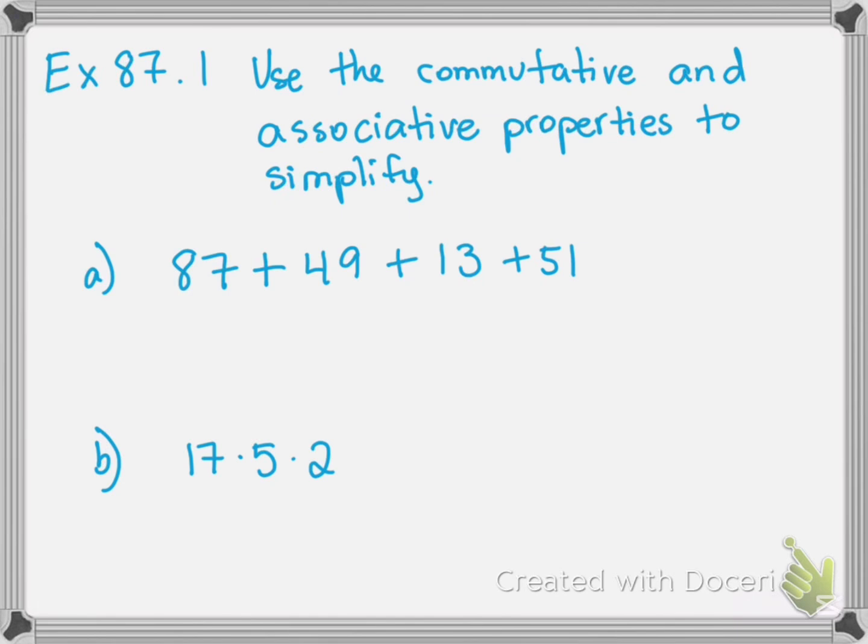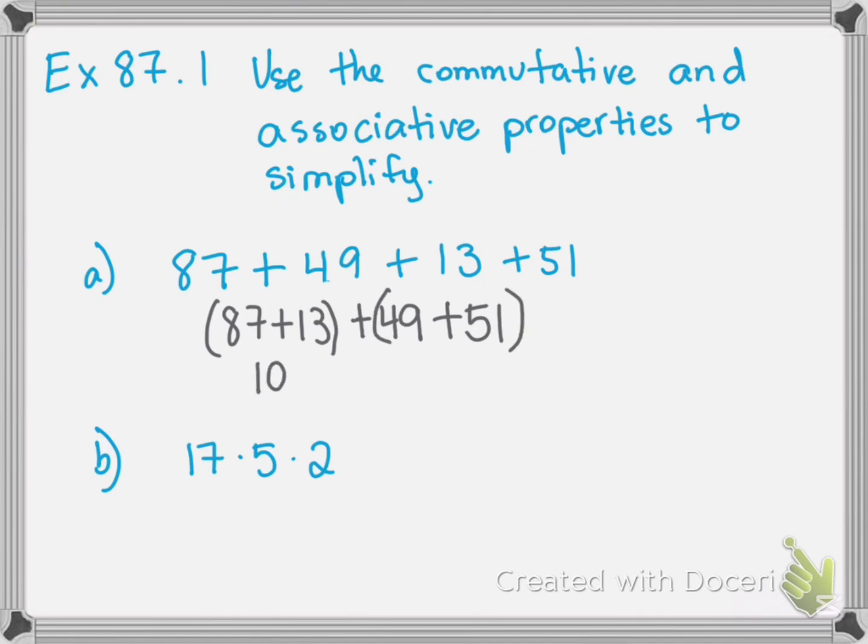If I have to simplify A in my mind and I just start adding these in order, then it's going to be more difficult than if I use the commutative property and change the places and bring 13 close to 87 and 49 close to 51. The reason why I change them is so that I can then do associative and add these two and these two. So 87 plus 13 is 100, and 49 plus 51 is 100.